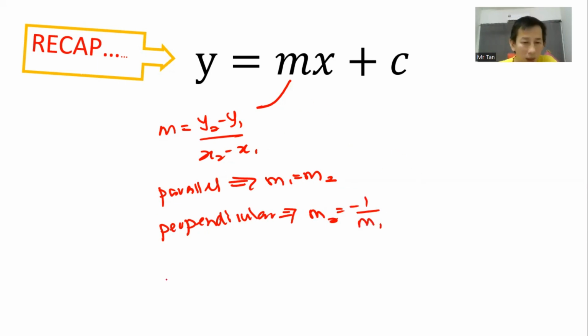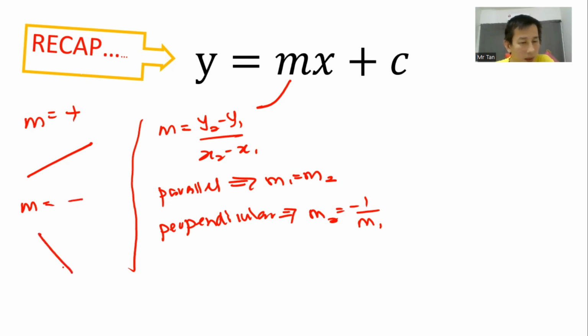And do take note, if your m is positive, your graph is something like this. If your m is negative, it is something like this. Positive will go upward from left to right, and negative will go upward from right to left. This is very helpful if they give you a graph and you need to find the gradient. So you know from the line itself whether your gradient should be positive or negative.